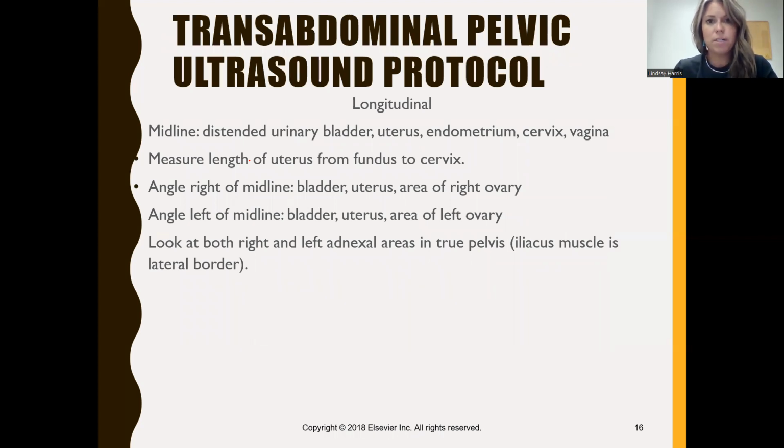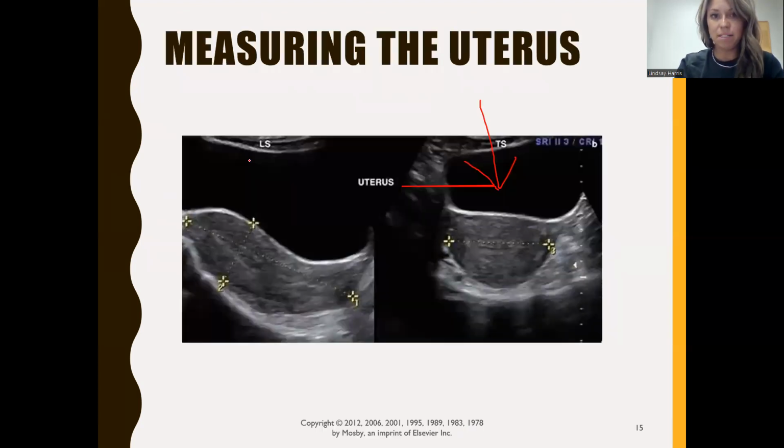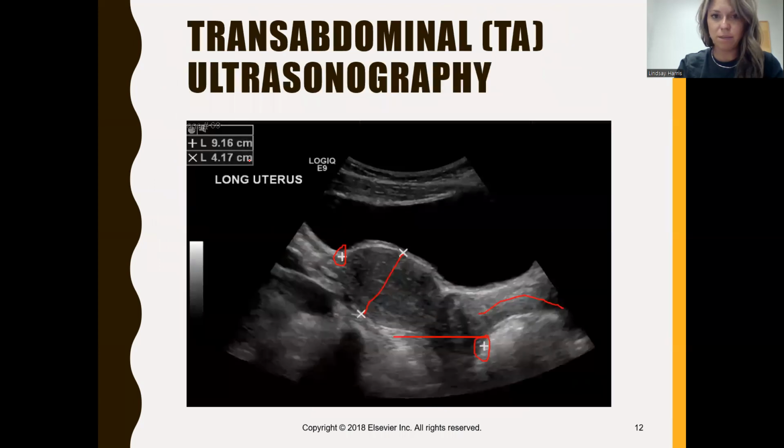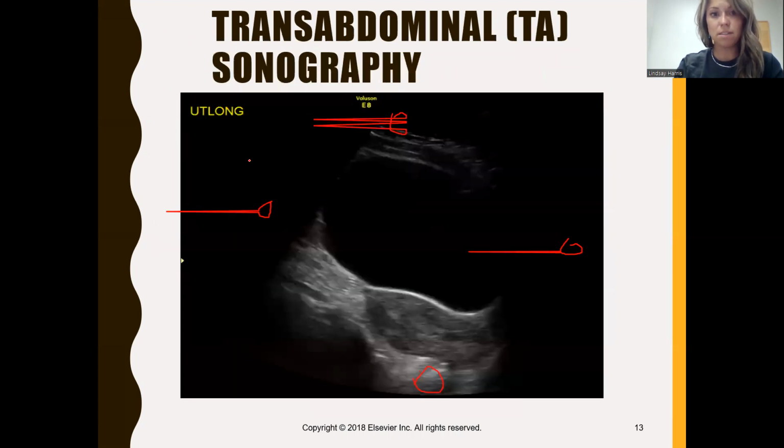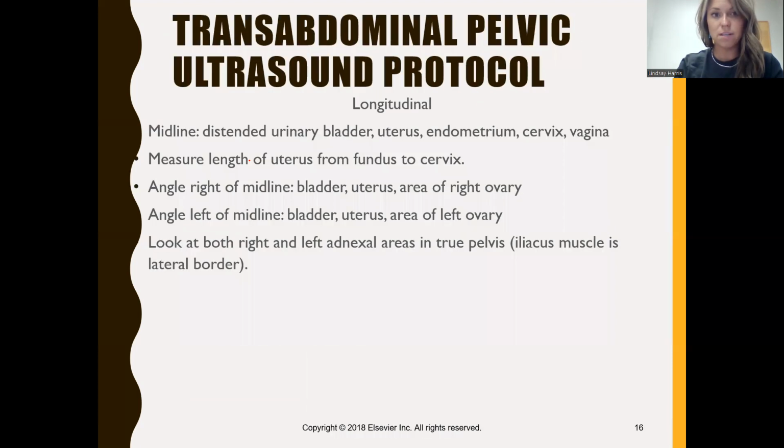So when we're doing a transabdominal pelvic protocol, we're going to look midline first. So we're going to do a midline uterus, and this would be a good picture of your first picture. And this is going to give us a good midline of the bladder, the uterus, the cervix, the vagina. It's a good place to start. And then we'll measure from fundus to cervix, measure AP, anterior, posterior.